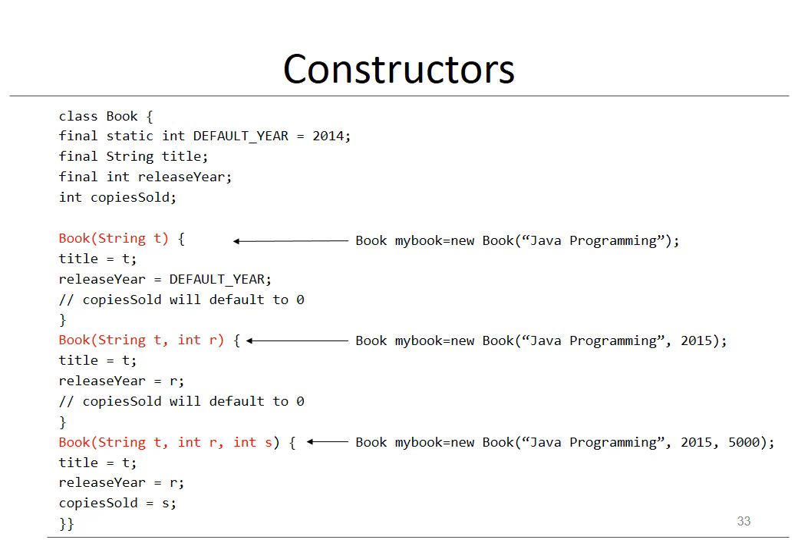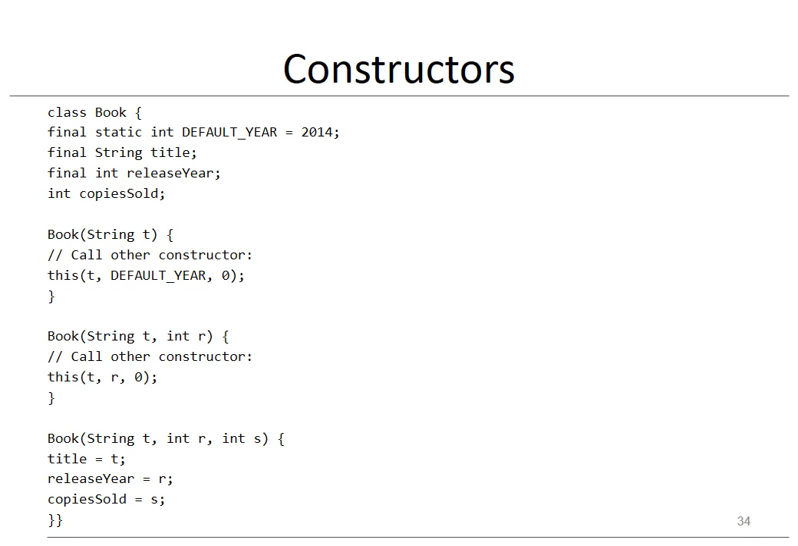If you look carefully at the constructors, you might see that some of the code is duplicated, such as title equals T and release year equals R. Can't we make this more concise? Yes, we can, because a constructor can also call another constructor, as you can see illustrated here.